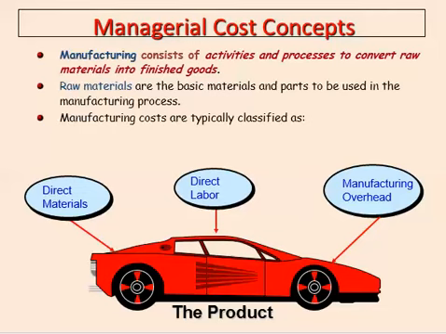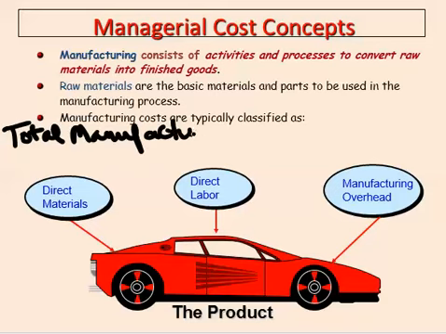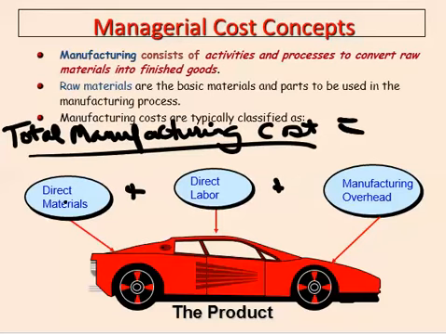Now, manufacturing costs are typically classified as one of these three: direct materials, direct labor, or manufacturing overhead. So here's a really important concept that you may want to write down. Basically what it says is your total manufacturing costs. You may find problems or questions that relate to this. So total manufacturing costs are going to be equal to your direct materials plus your direct labor plus your manufacturing overhead. So again, total manufacturing cost equals direct materials plus direct labor plus manufacturing overhead.